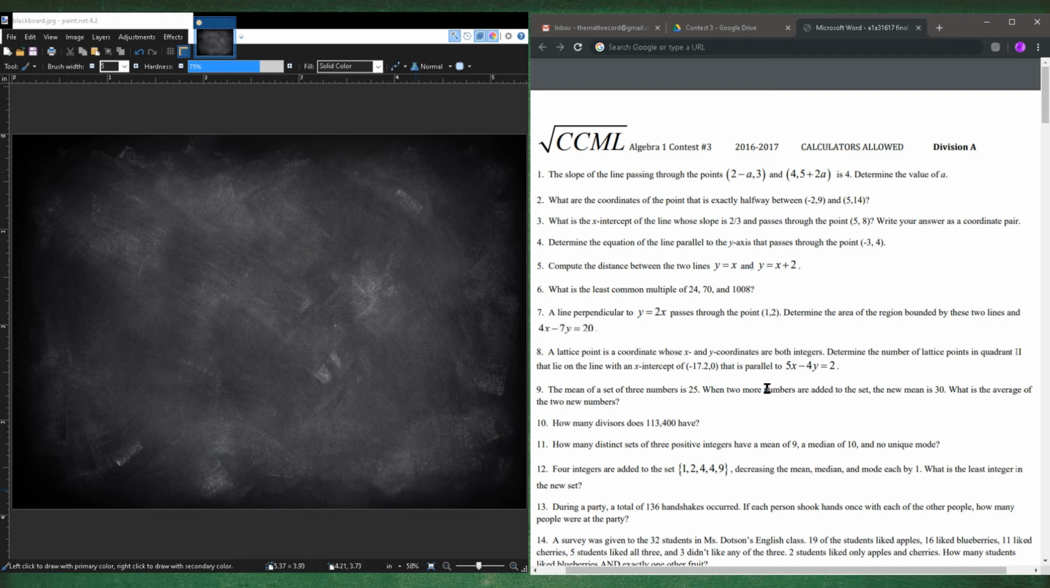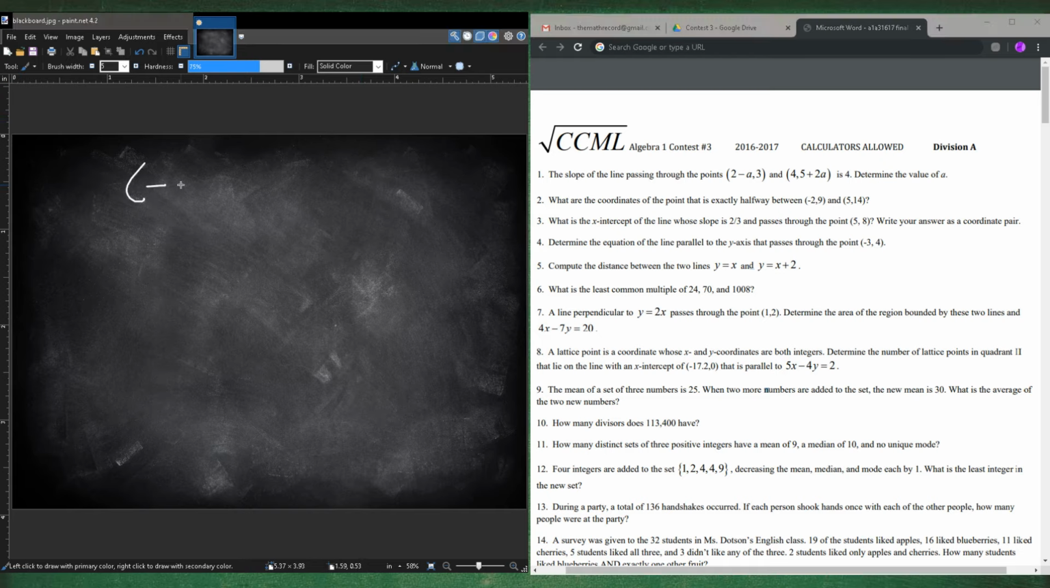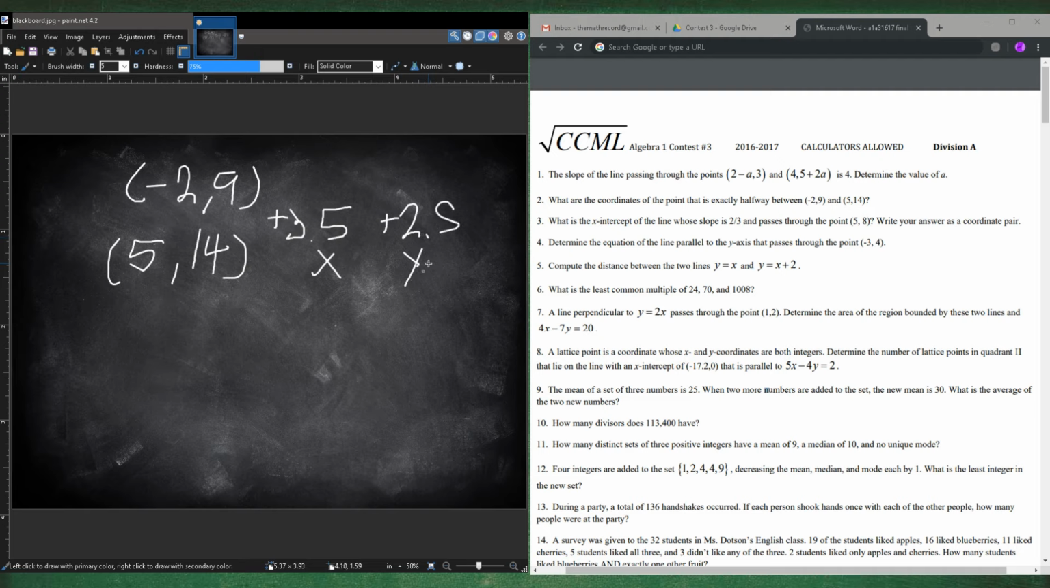Question 2. What are the coordinates of the point that is exactly halfway between (negative 2, 9) and (5, 14)? Let's write this out. To get from negative 2 to 5, you just add 7, so halfway for that is plus 3.5. And 9 to 14 is going up 5, so you just add half of that, which is 2.5. So add 3.5 to the x and 2.5 to the y of this point. So you get 1.5 and 11.5.